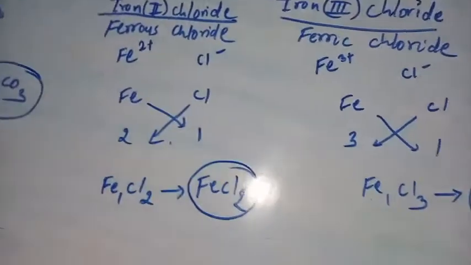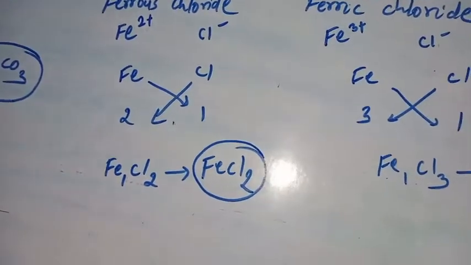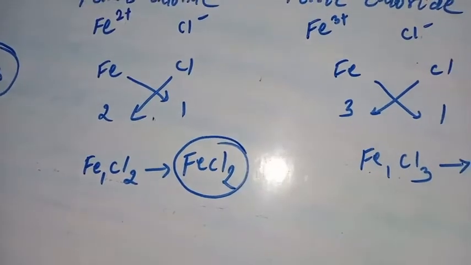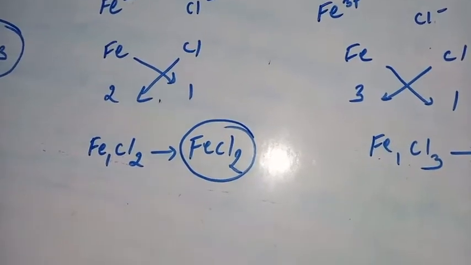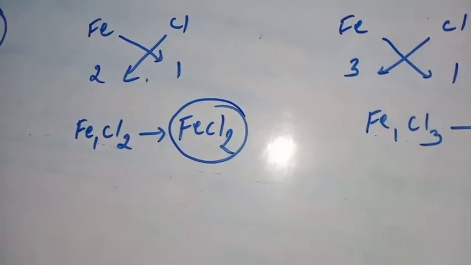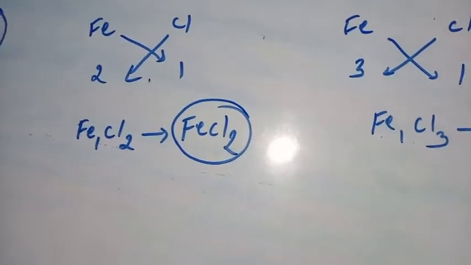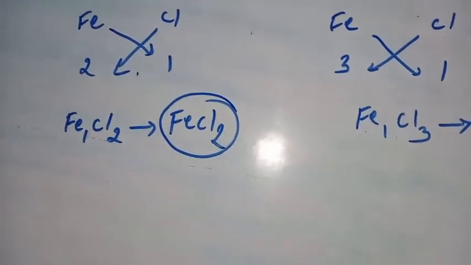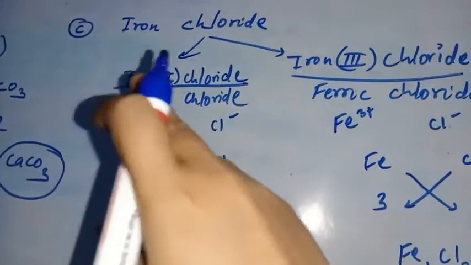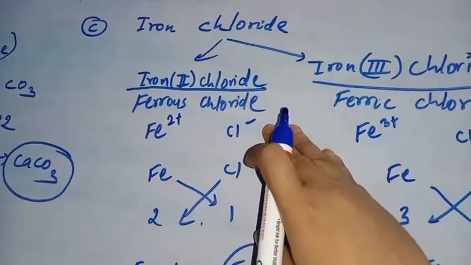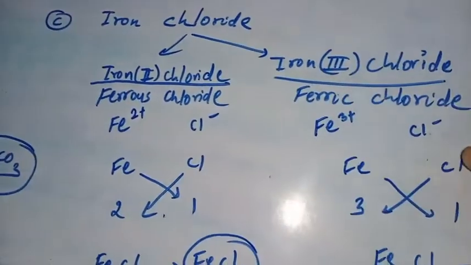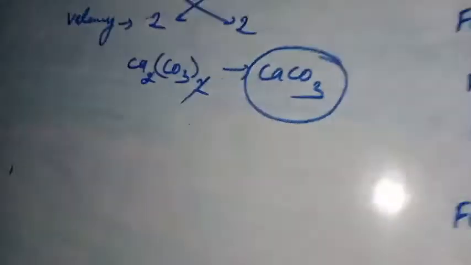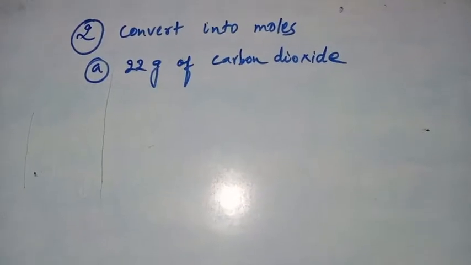Like that you can write it, as I discussed in the last video about copper sulfate or copper chloride. There also I had not mentioned whether it is cupric or cuprous, so I predicted both the cupric chloride and cuprous chloride chemical formulas. Like that, in the case of iron chloride, you have to show both the iron 2 chloride and iron 3 chloride chemical formulas.